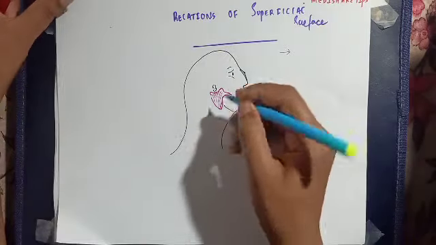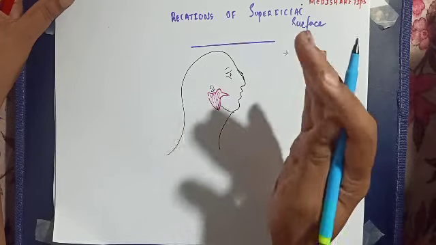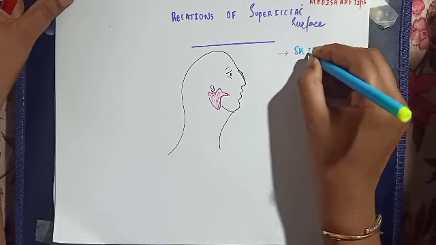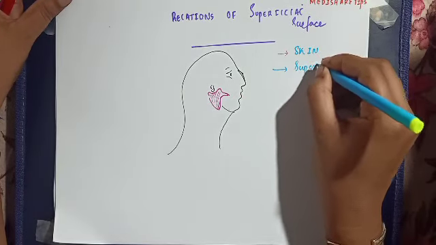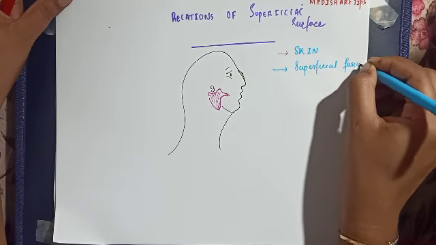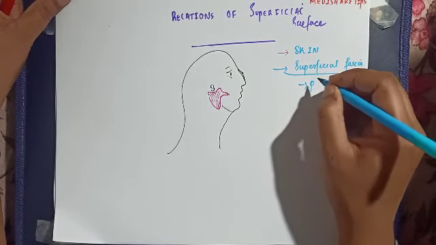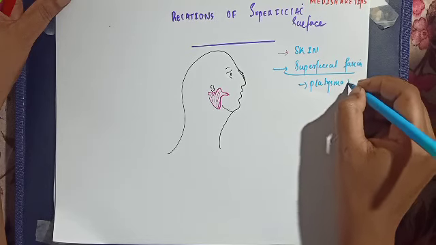Okay, first, if you want to look into the superficial surface of the parotid, you want to open up which all structures? First is the skin. After the skin, you will reach the superficial fascia. Now in the superficial fascia, in this region you are able to see a muscle, the posterior part of the platysma muscle and also the risorius muscle.